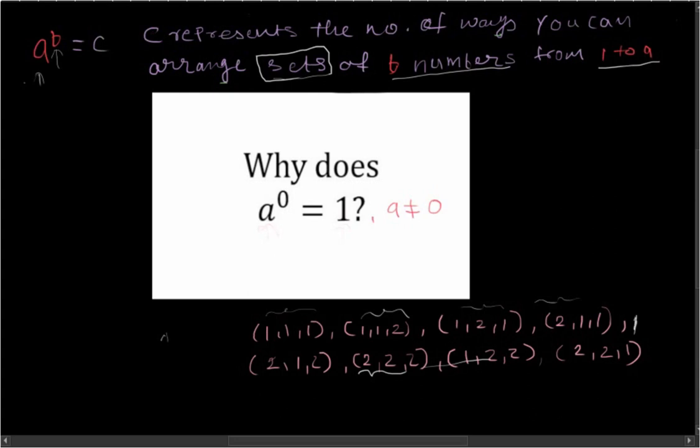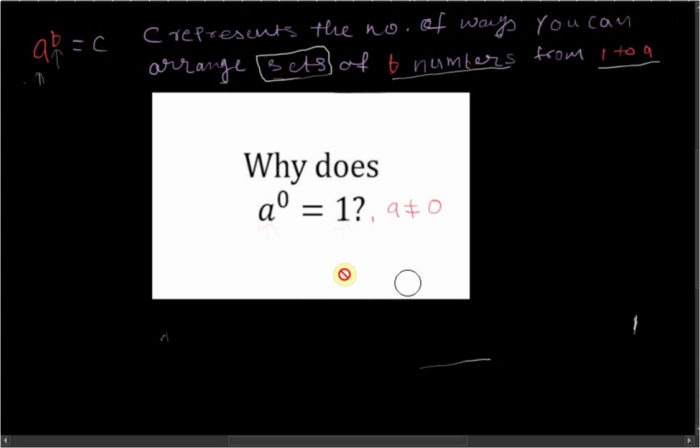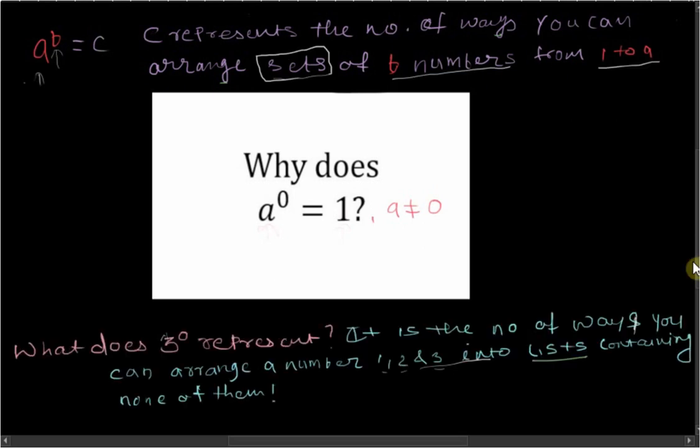So now let's just move on to this, the power 0 stuff. All right, now that I know exactly what a to the power b represents, it represents that if c is the answer of a to the power b, then c represents the number of ways you can arrange sets of b numbers, starting from 1 to a.